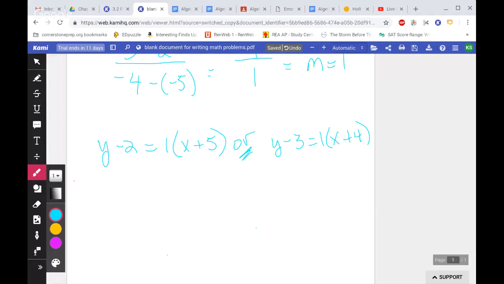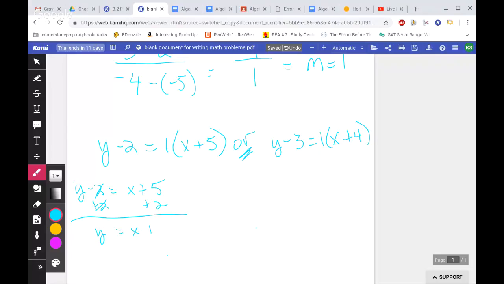So those would be your options for the point slope. Either one of these would be correct. But to get it into standard form, you would have to distribute the 1, which is basically 1 times anything is just itself. So I'm going to add 2 to both sides.